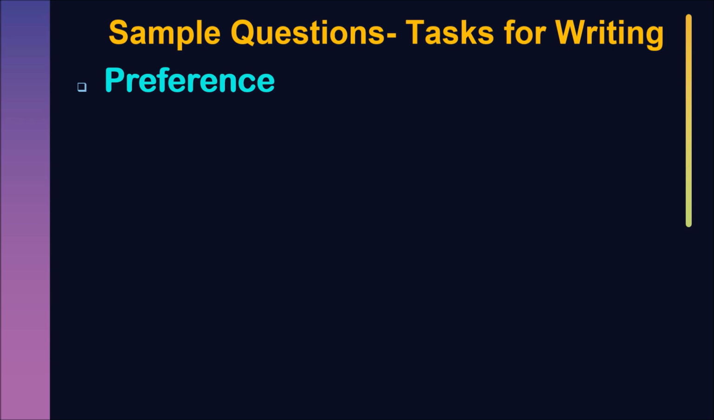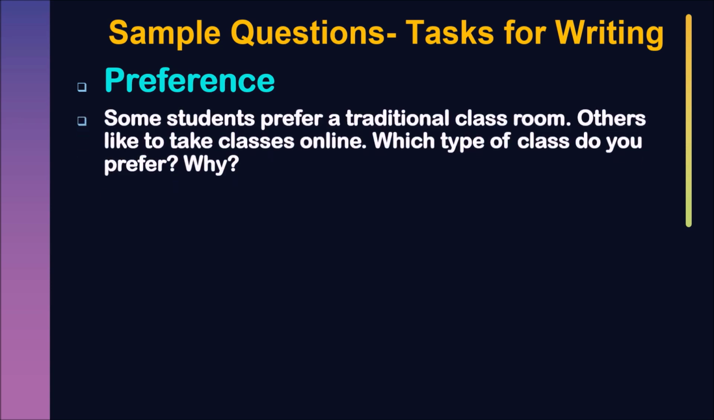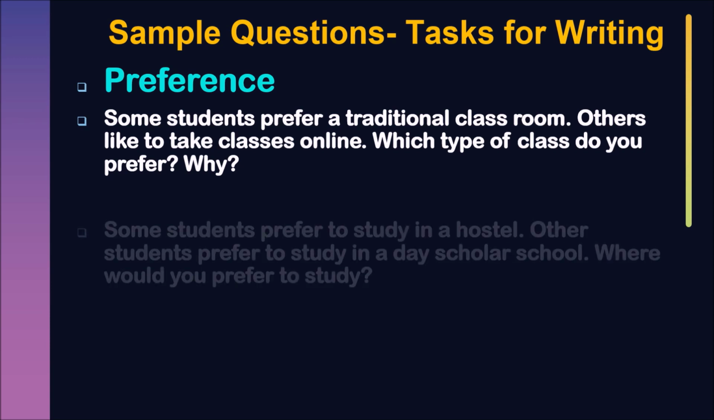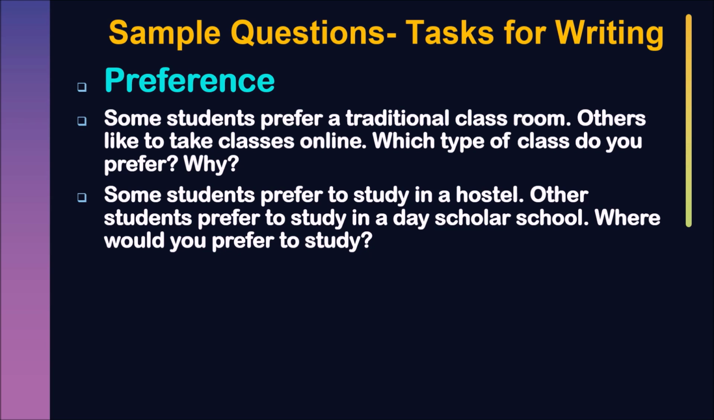Now let's check how to do this task related to preference. Here are some questions for you. Some students prefer a traditional classroom, others like to take classes online. Which type of class do you prefer and why? Some students prefer to study in a hostel, other students prefer to study in a day scholar school. Where would you prefer to study?